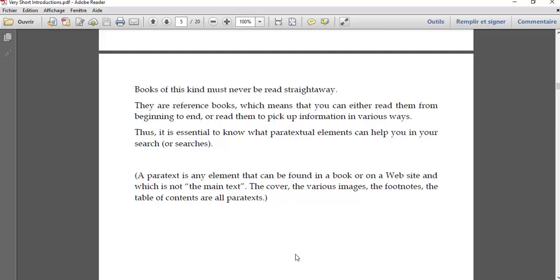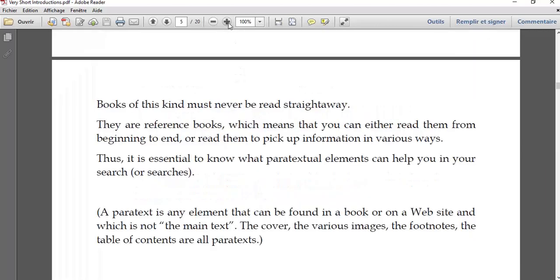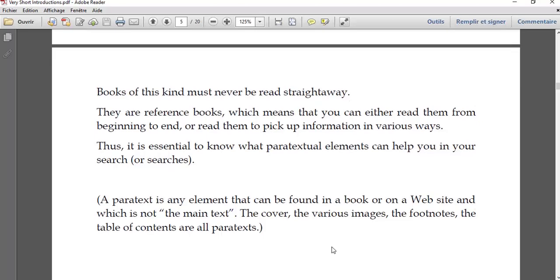Note that a paratext, because I have just mentioned paratextual elements and possibly this was a bit puzzling for you, a paratext is any element that can be found in a book or on a website and which is not the main text. The cover, the various images, the footnotes, the table of contents are all paratexts.